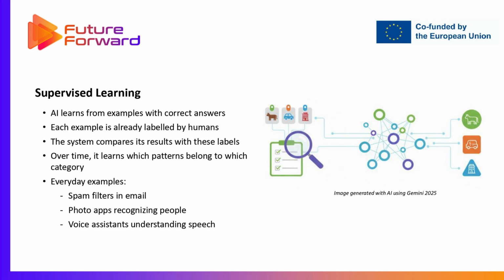This method is widely used in tools you already know, such as spam filters, photo apps that recognize people, and voice assistants that learn to understand your speech. It's a simple idea. The AI improves by learning from examples that have already been checked by humans.